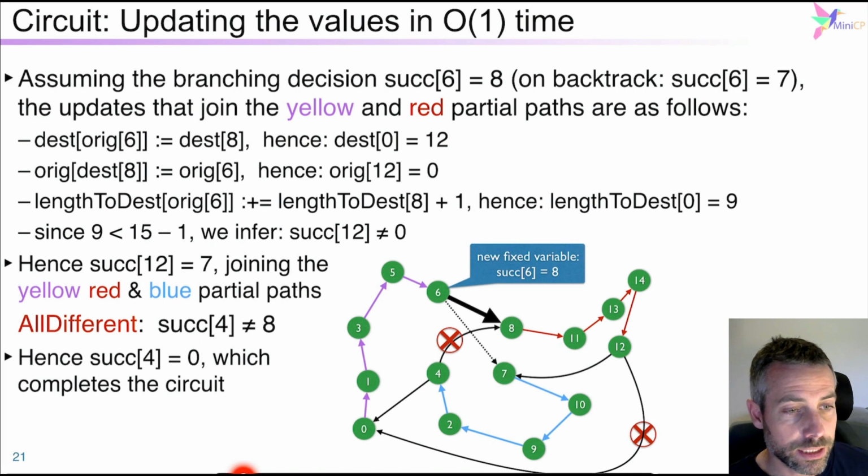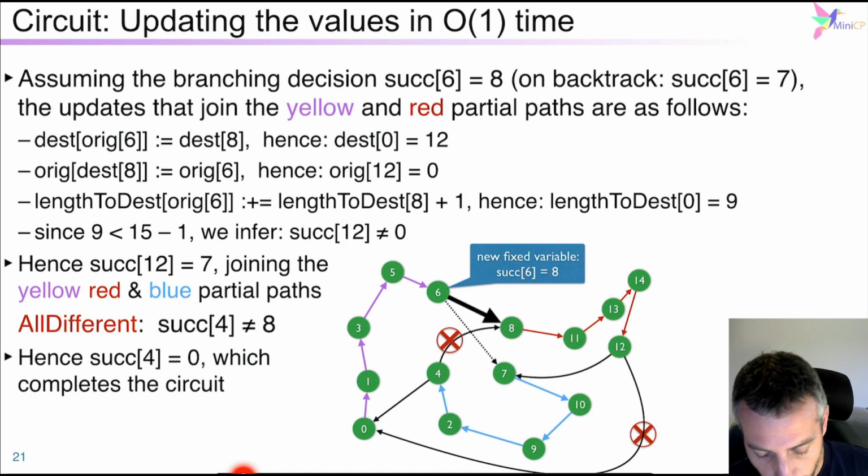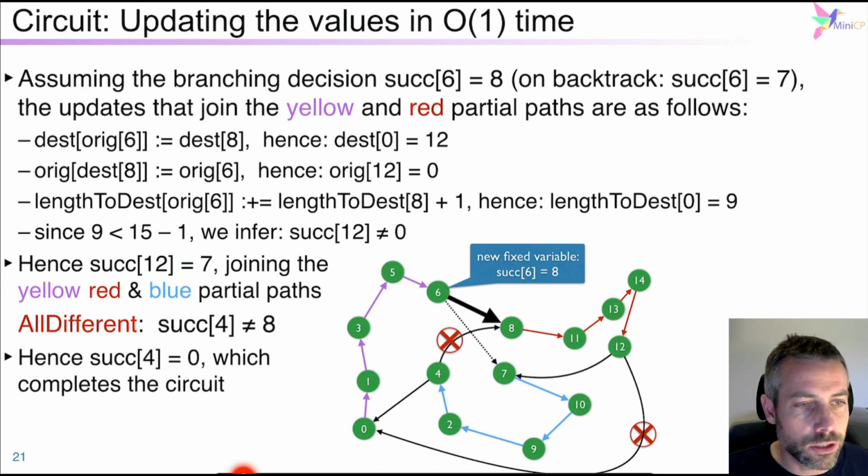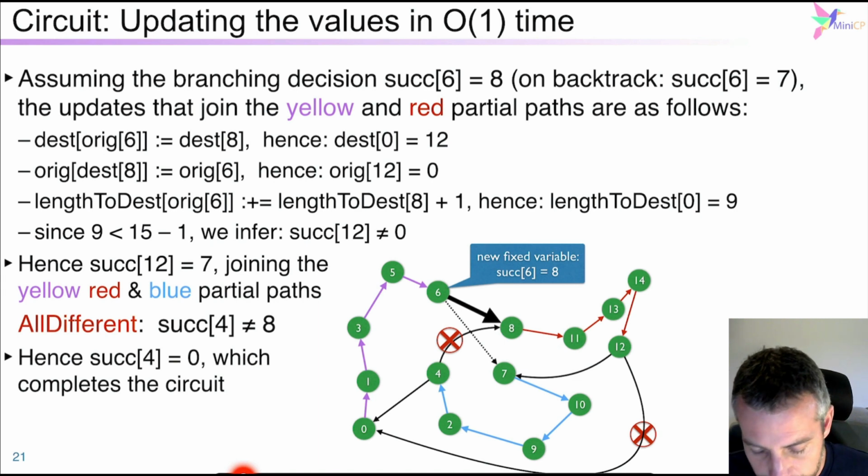These three values for each node can be maintained incrementally and can be updated in constant time. And that's really the strength of this reasoning. So assume that we have taken a branching decision, according to the search. After visiting the node 6, we should visit the node 8 in the circuit. So the successor of 6, all of a sudden, by the branching decision, becomes 8. What are the consequences of that?